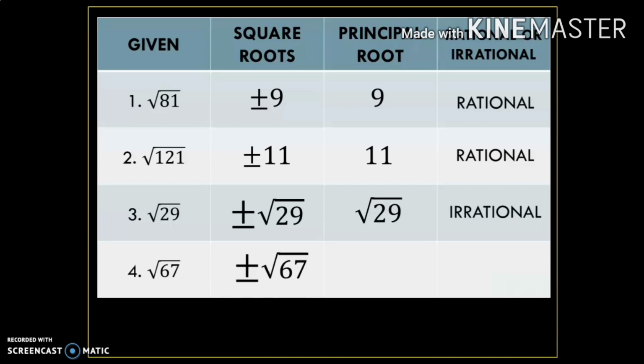Next, number 4, square root of 67. Again, wala po tayong exact whole number na square root ang 67. So, the square root is positive, negative, square root of 67. Then, the principal root, positive square root of 67, irrational again, since they are not a perfect square. So, ganyan lamang kapag magde-determine whether the principal root is rational or irrational.